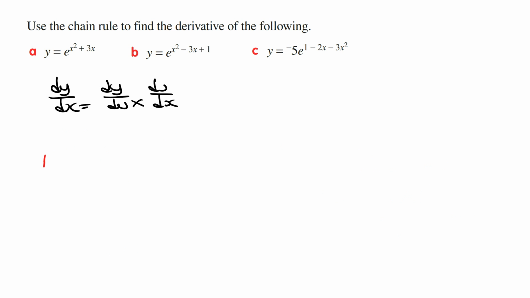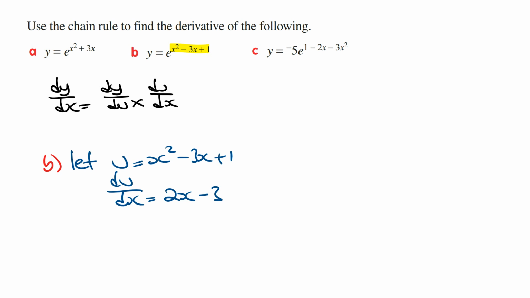Part B. y is equal to e to the power of x squared minus 3x plus 1. And so we let u equal the exponent part, and so u is going to be x squared minus 3x plus 1. Deriving this, we're going to get du dx, and this is going to be 2x minus 3.